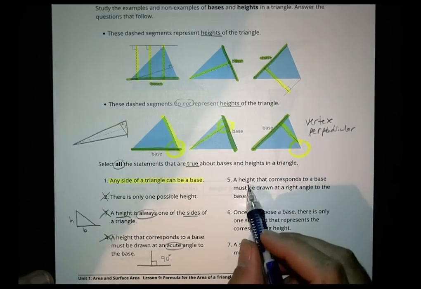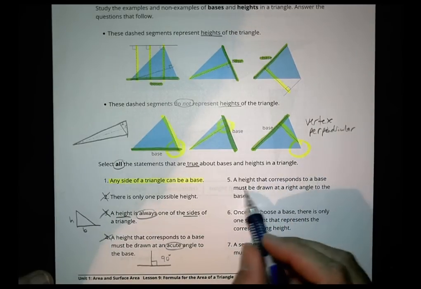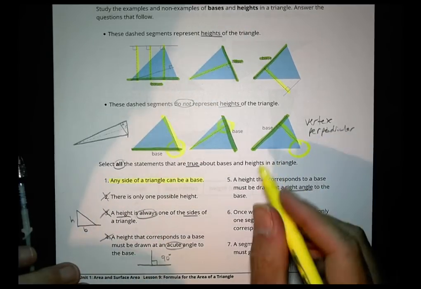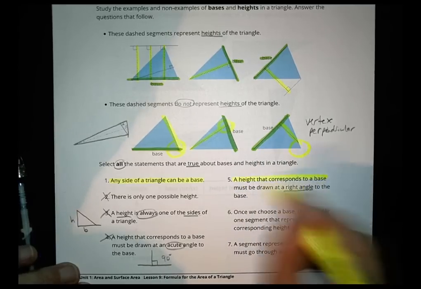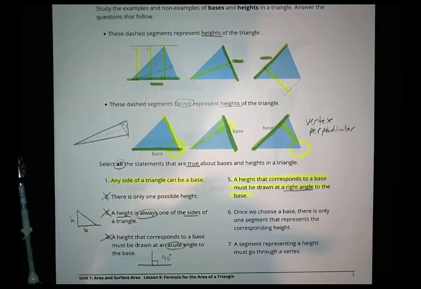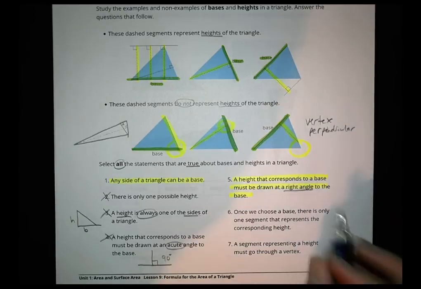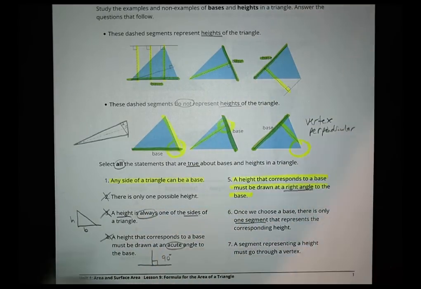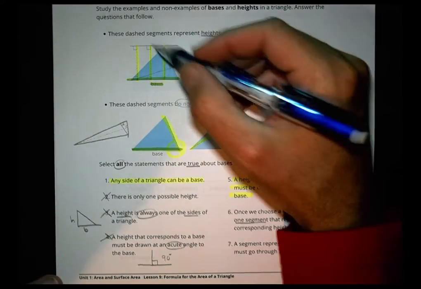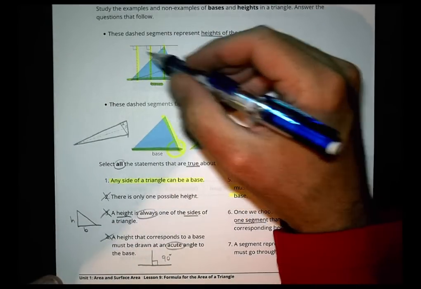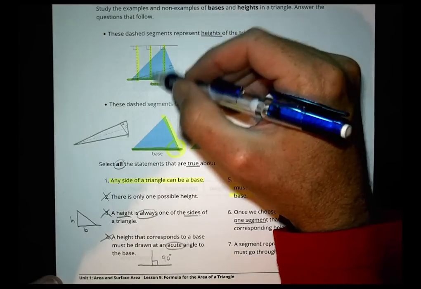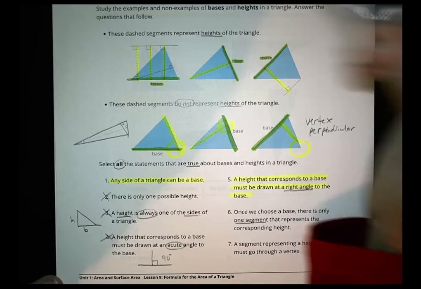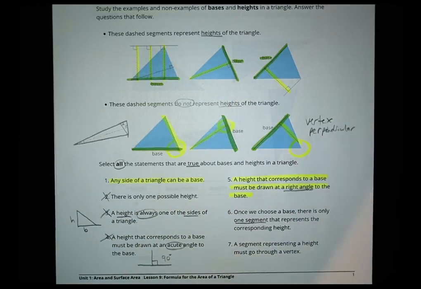Number 5, a height that corresponds to a base must be drawn at a right angle to the base. That is true. That's what we just said was true when we're talking about number 4. Once we choose a base, there is only one segment that represents the corresponding height. Well, take a look up here. Here we selected the base and we had height, height, height. So there's lots of ways to have a height there. Lots of segments can be the height. You can actually have as many as you choose.